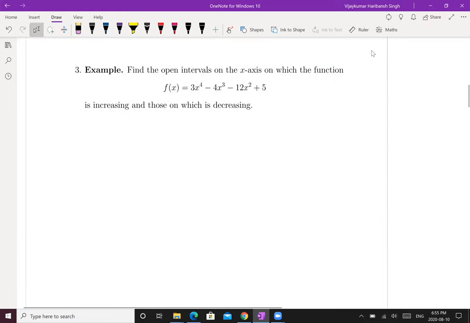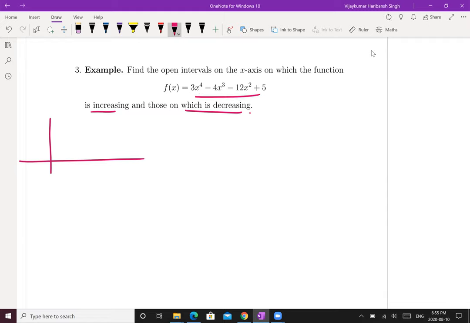So now let's see the following. Find intervals on the x-axis on which the function f of x, which is 3x to the 4 minus 4x cubed minus 12x squared plus 5, is decreasing and on which it's increasing. So the idea is, let's look at an example again. Let's draw a continuous function, which is differentiable because this is a polynomial function.